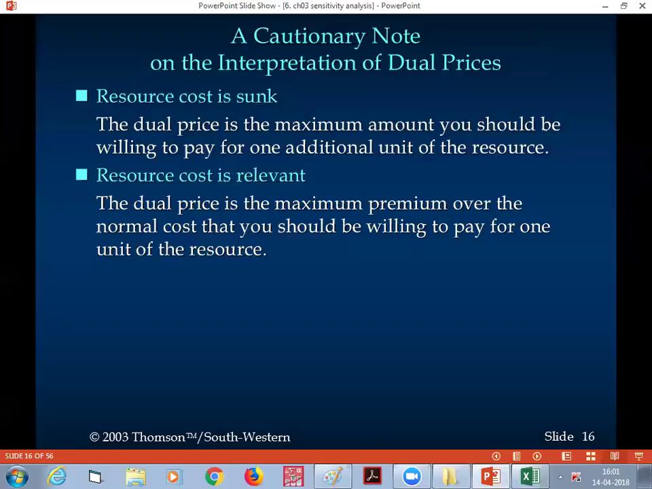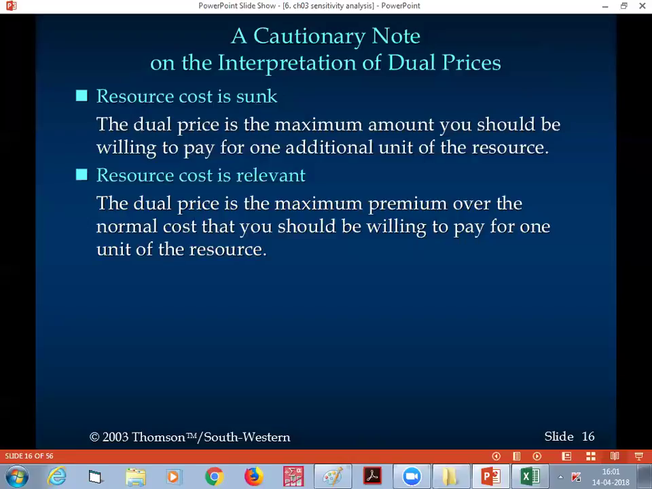Anyway, so yes, an important thing. When we look at dual prices, we have to be careful: is the resource a sunk cost, or is it a relevant cost? If the resource is a sunk cost, the dual price is the maximum amount you should be willing to pay for one additional unit of the resource. That means you've already spent money on the existing resource. For any additional amount of resource, this becomes what is called the shadow price, the maximum we should be willing to pay for an additional unit of that resource. Okay?